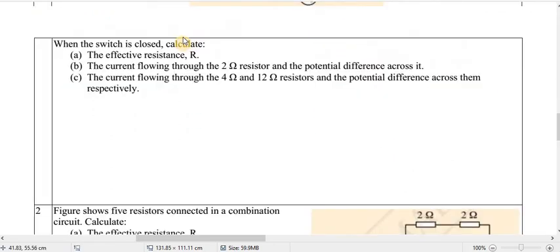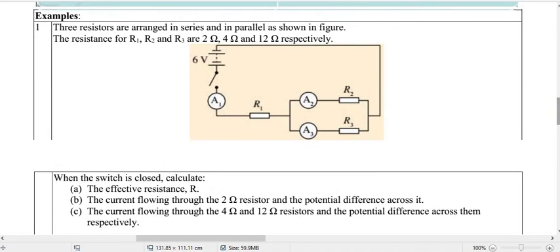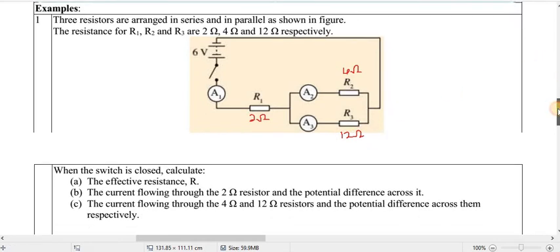Next. Okay, let's look at an example. Number 1, 3 resistors are arranged in series and in parallel as shown in the figure. The resistances for R1, R2, R3 are 2 ohm, 4 ohm, 12 ohm respectively. When the switch is closed, close means turn on. This one is open. Close, then it is connected, then it is on.